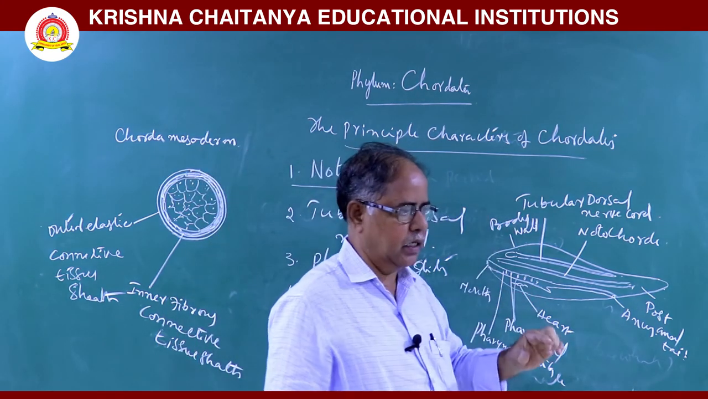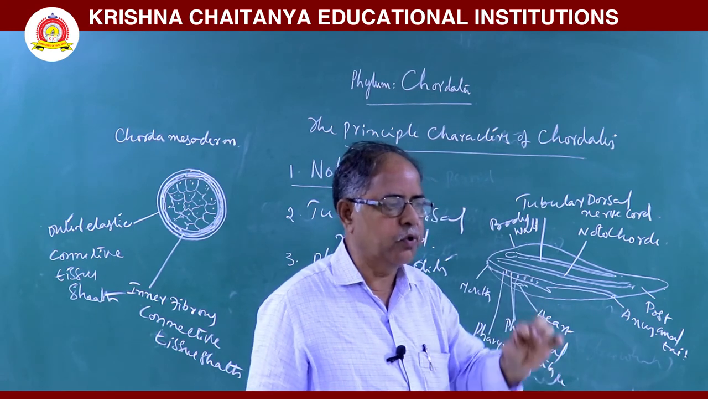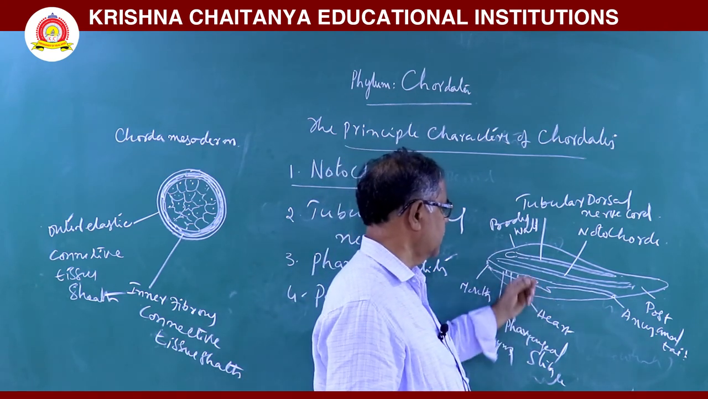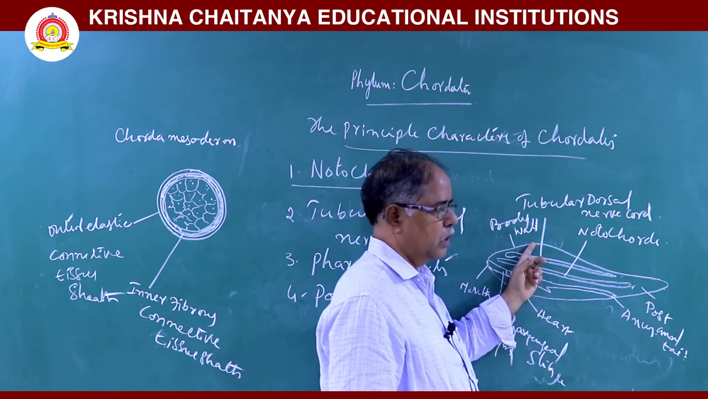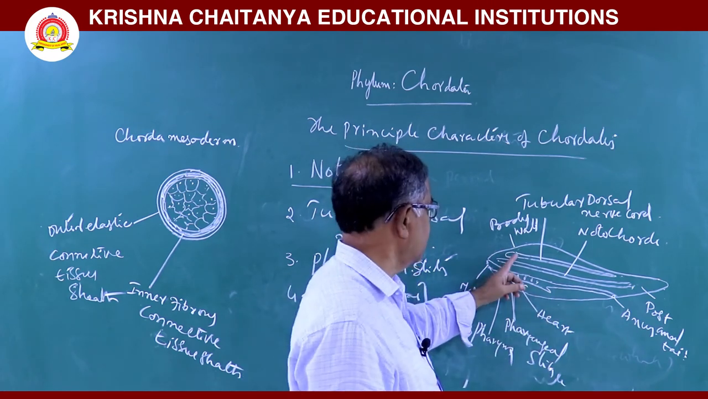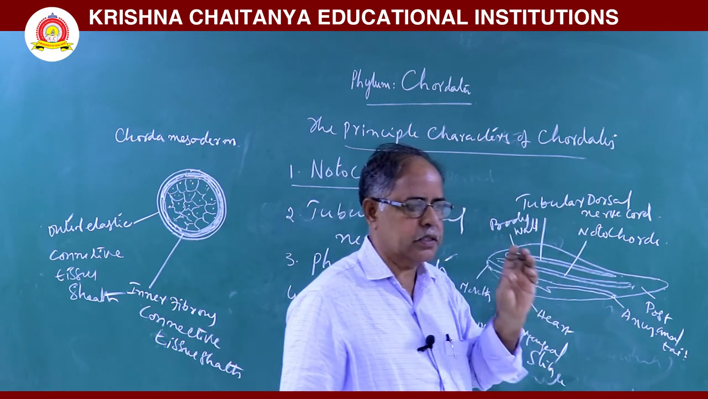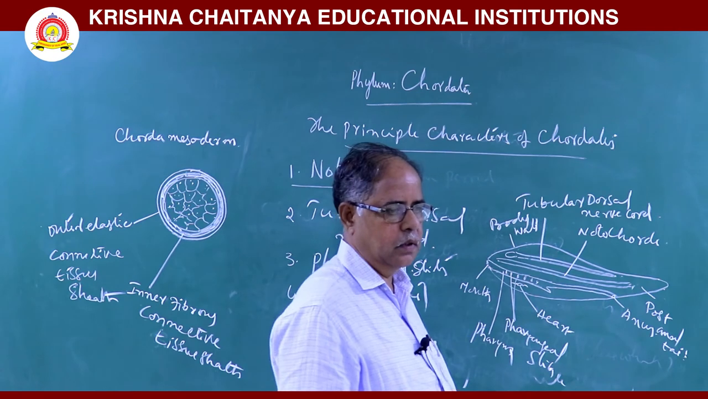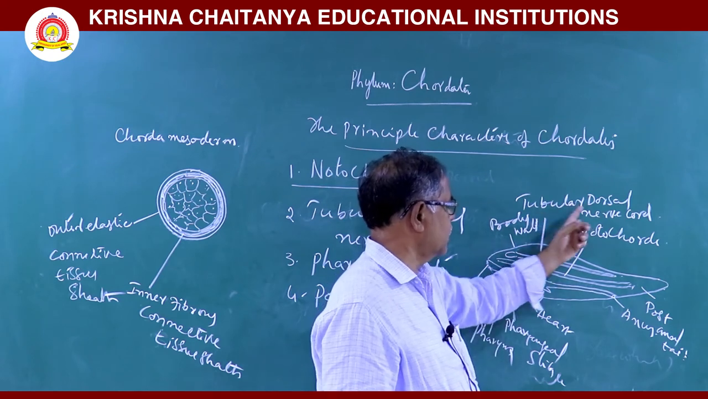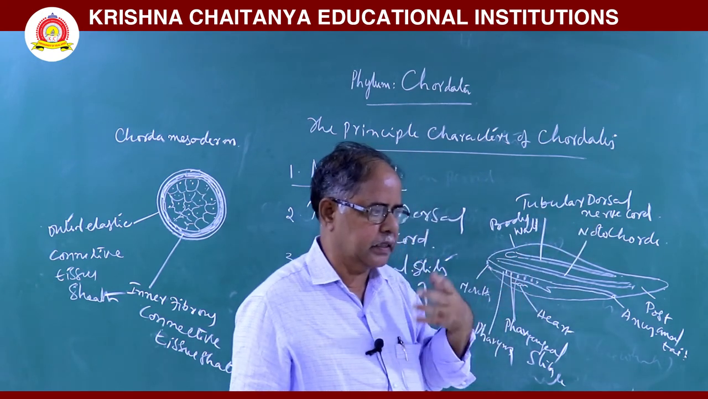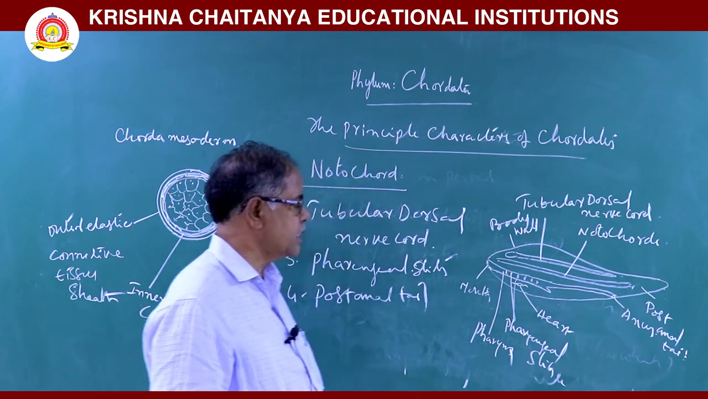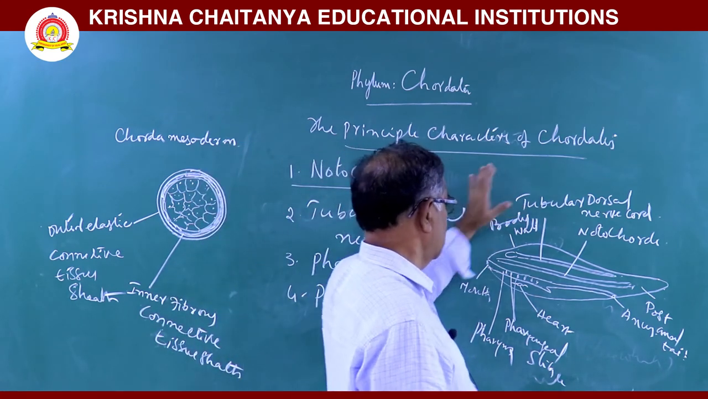This is single, hollow, fluid-filled. It is present on the dorsal side, in between notochord and body wall. It is non-ganglionated. This tubular dorsal nerve cord originates from ectoderm. In higher chordates, the anterior part of this tubular nerve cord is modified as brain, and the rest is modified as spinal cord. This is about the tubular dorsal nerve cord.